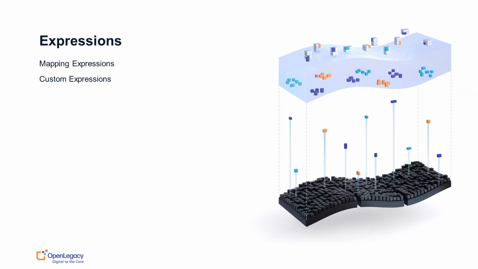In this video, we will demonstrate two different types of expression: a mapping expression and a custom expression. A mapping expression is defined within a specific method, while a custom expression is defined and stored separately and can be used repeatedly like we would use a template.